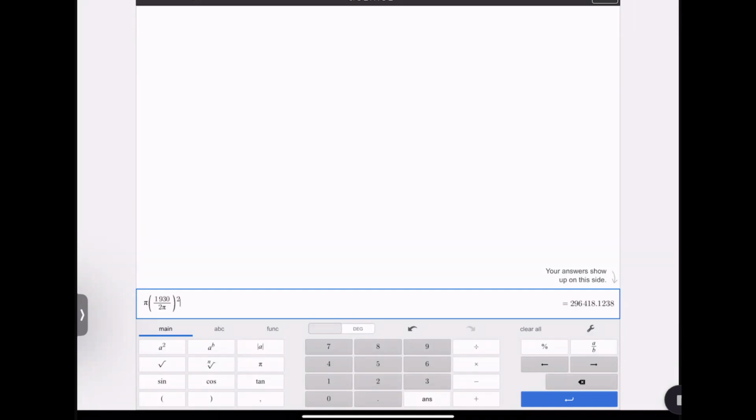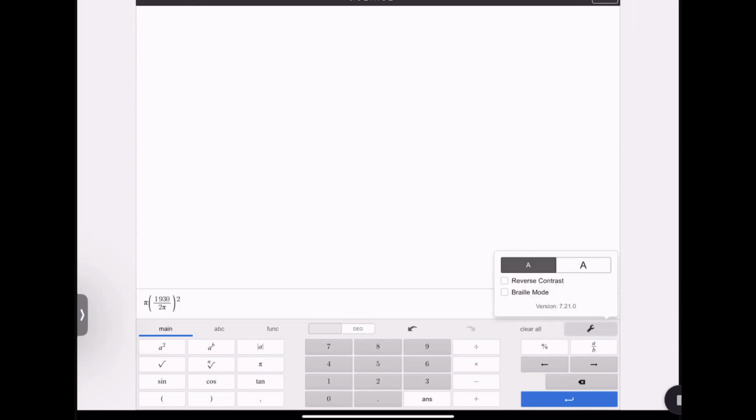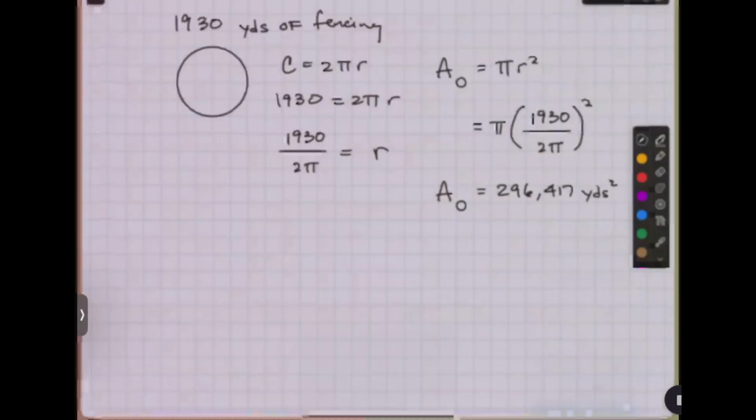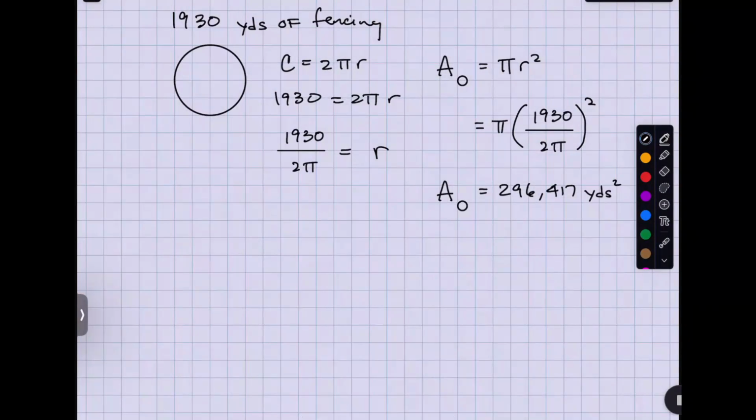See this wrench over here? If you hit the wrench and chose the big capital A, it makes it more bigger. Yes, I said more bigger. And what I typed in is exactly what I wrote down, isn't it? So it looks the same, right? Unlike your Apple calculator. Next question.